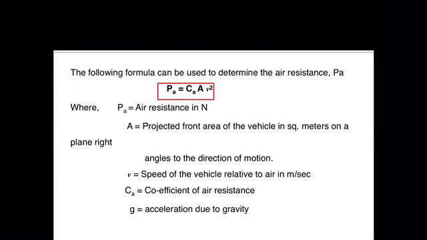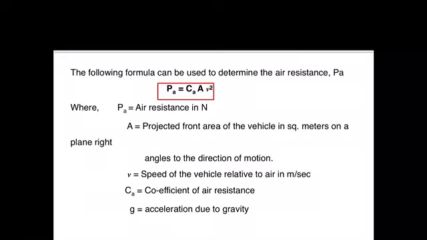So now, how do we determine how much air resistance is caused? That can be determined using the formula PA = CA × A × V². Here, PA is the air resistance, which is measured in Newtons. A is the front projected area of the vehicle in square meters.